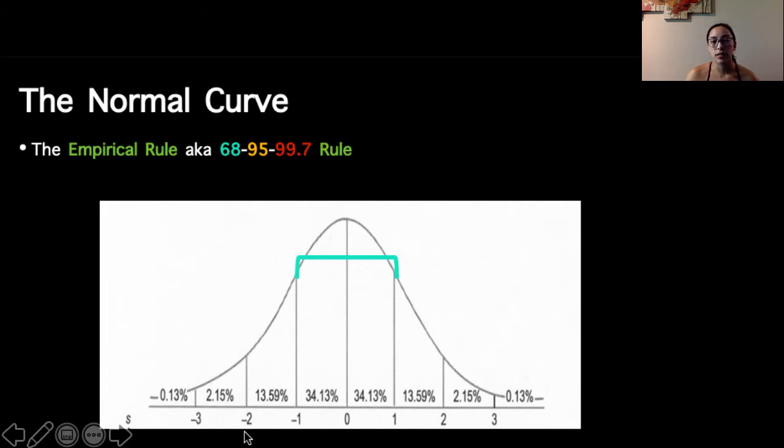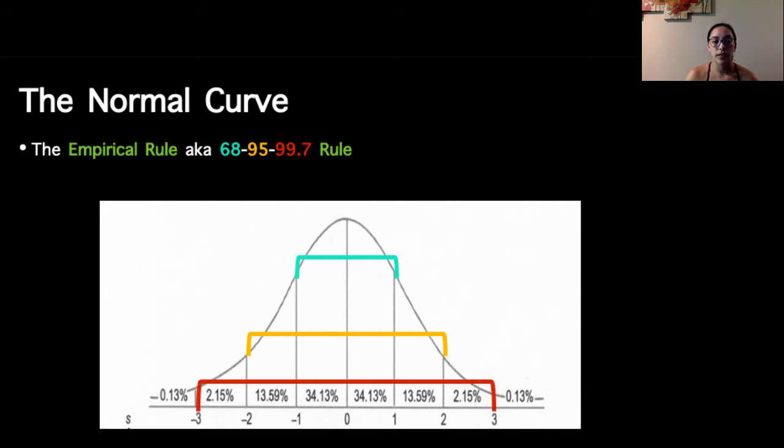If we look between plus and -2 standard deviations from the mean, we should have about 95% of our data within that region. And then between plus and -3 standard deviations, we should see about 99.7% of our data. Being outside of plus or -3 standard deviations is very rare. Usually if you have a value that exists in these regions, that would be an outlier.